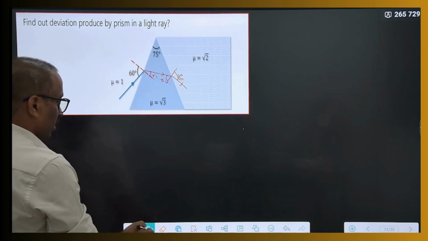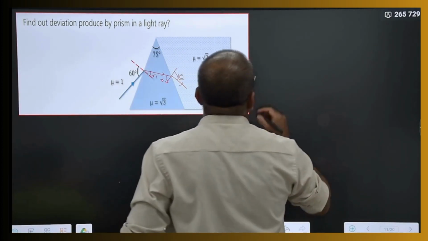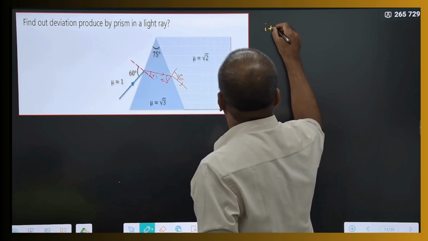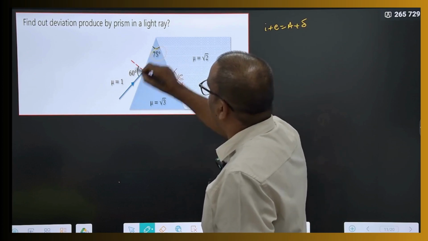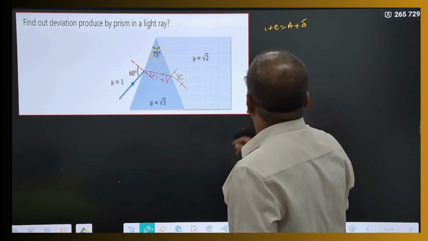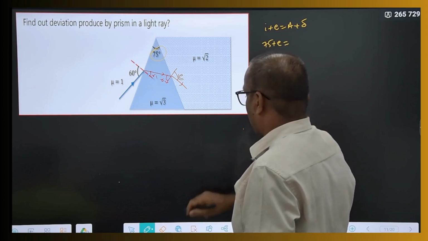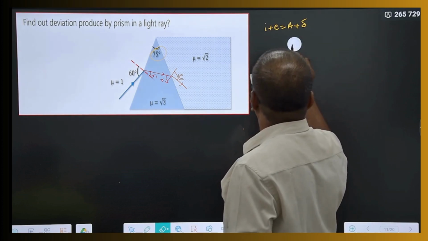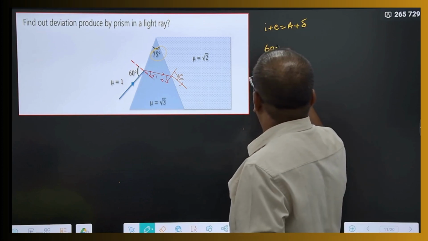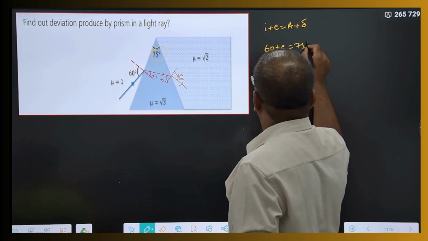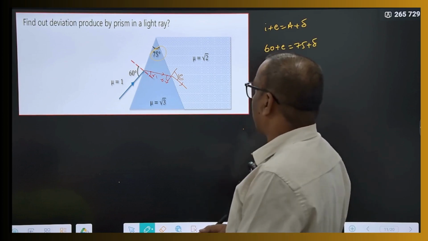Again the same thing. We want the angle of deviation, so i plus e is equal to A plus delta. The angle A is already given as 75 degrees. So i is given as 60, and 60 plus e is equal to 75 plus delta. What I don't know is e, so we have to calculate e.